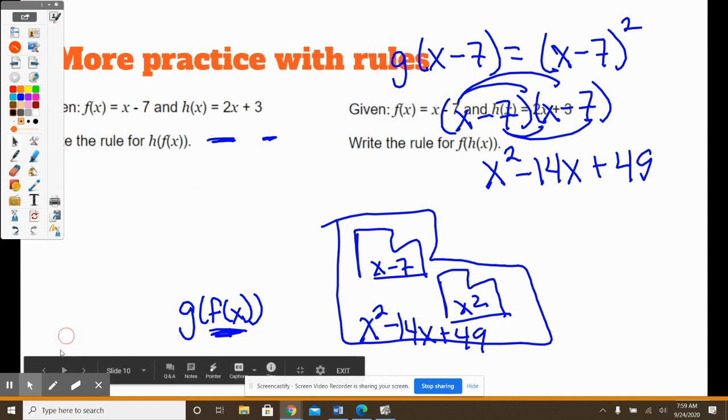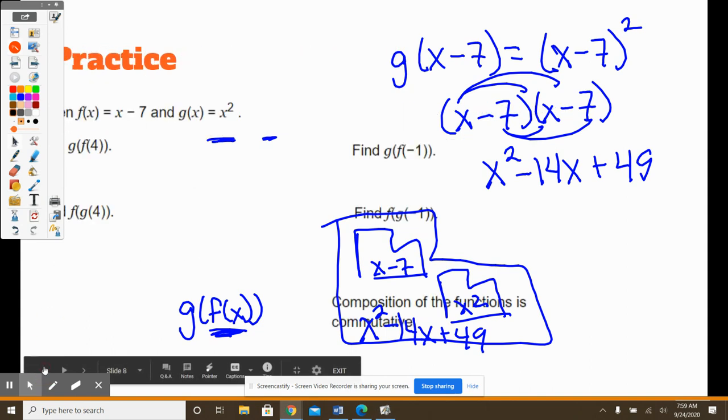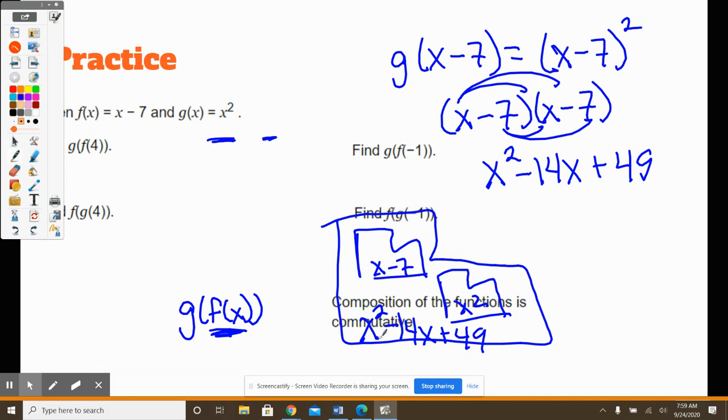Let's see if this works. Oh, sadness. Okay, let's plug in the 4. 4 squared is 16 minus 14 times 4 plus 49. 16 minus 14 times 4 plus 49 is 9, just like we got before. If you plug in negative 1, it'll be negative 1 squared minus 14 times negative 1 plus 49. You get 64. So this is a shortcut for the super rule.